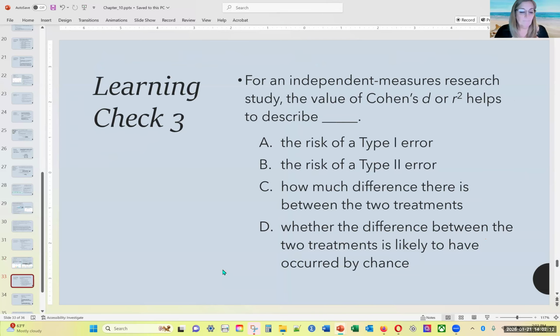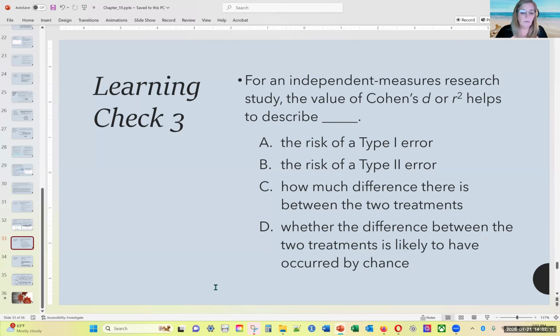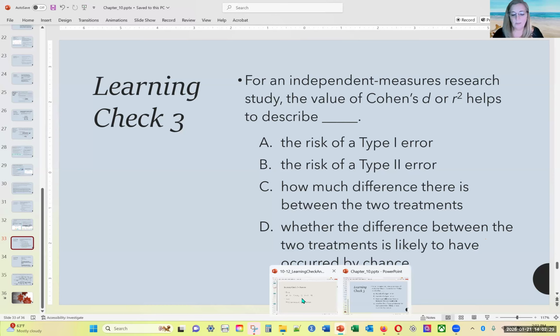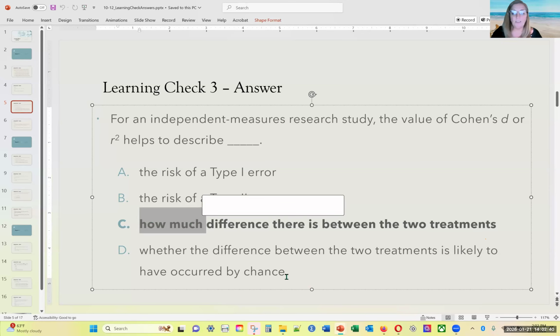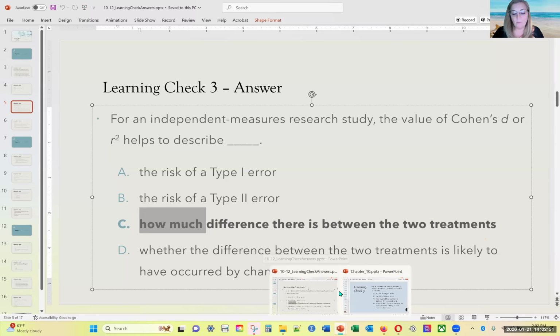All right, so let's do our final learning checks. For the last one here, for an independent measures research study, the value of Cohen's d, or r squared, helps to describe what? All right, let's see if you can get that one right. It is C. How much difference there is between the two treatments. The key words here are how much, right? Not just that there is a difference between the two treatments, but how much difference there is. That's the key when you're talking about effect size.